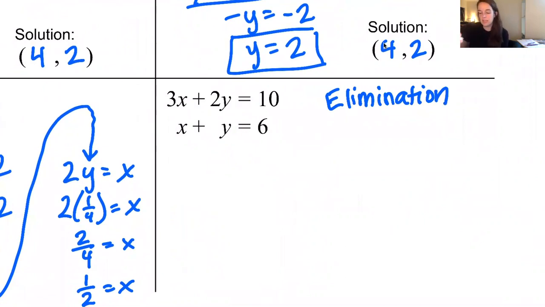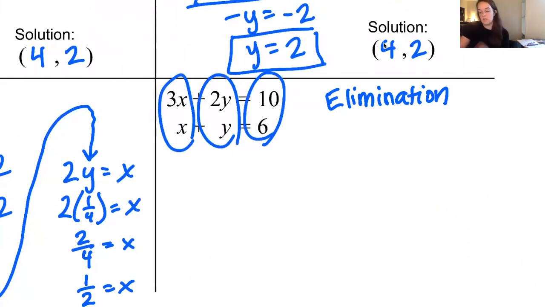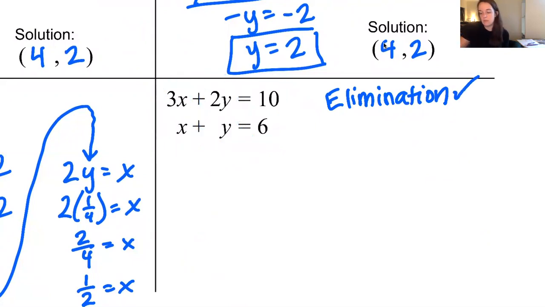So in this case, I can see the x's are lined up, the y's are lined up, and the numbers are lined up. So this is a good situation for elimination. And I have to think, okay, how am I going to get these to cancel? I could do a -3 here, right? And then -3 on each of those.